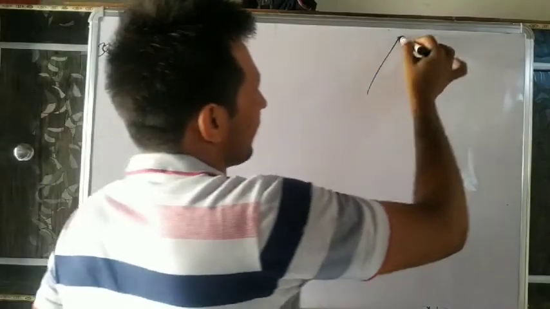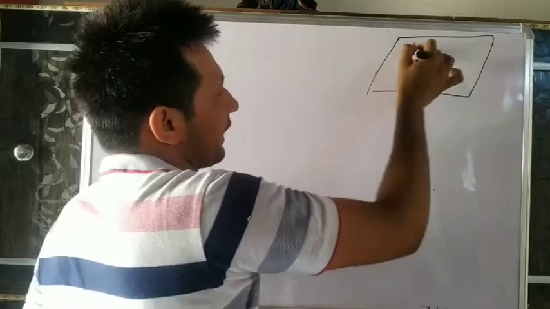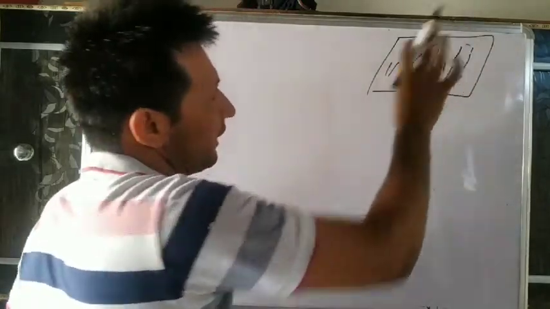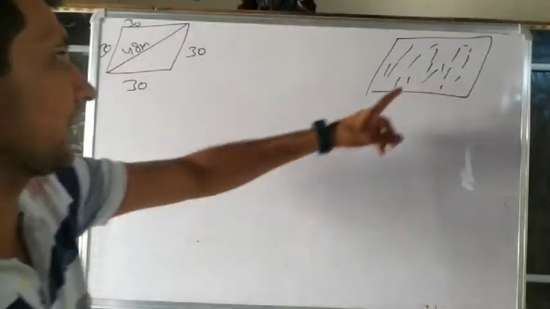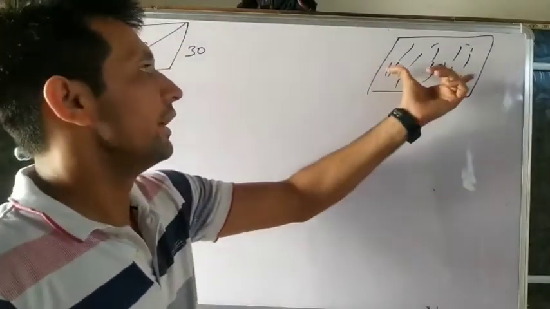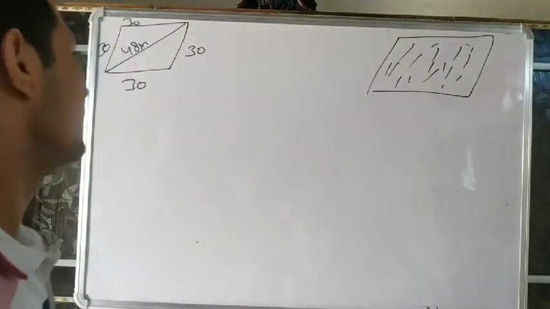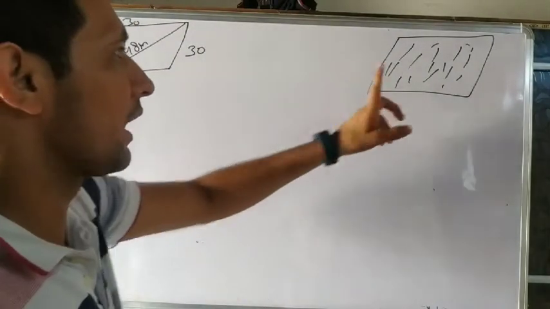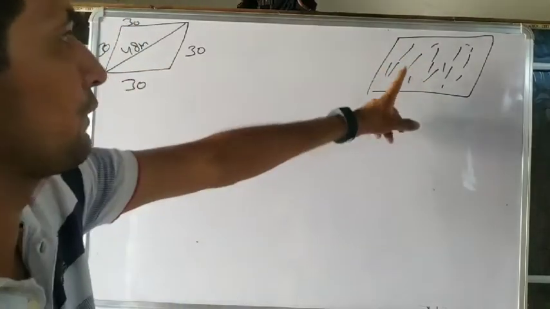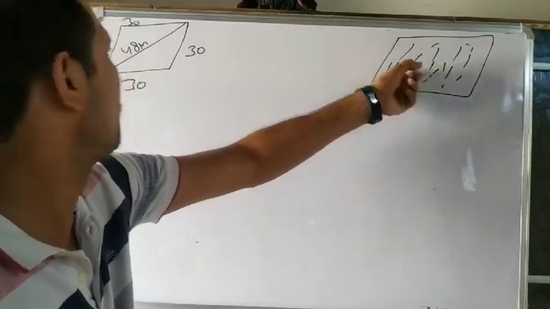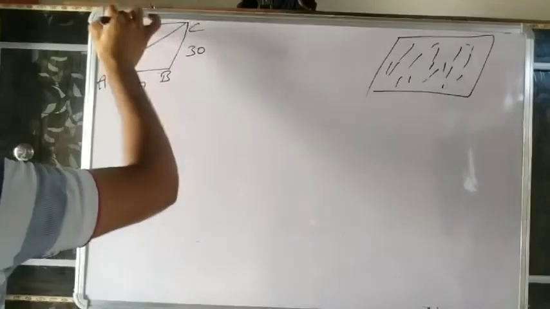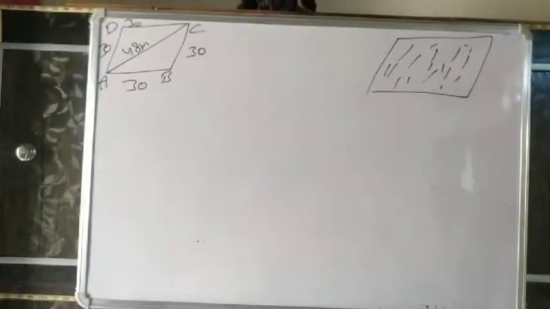Where is the grass? The grass is here in the area, so the cows are grazing here in the field. How many cows are grazing in this area? 18 cows. And we have to find how much area one cow is grazing. So first we find the area of the rhombus. So what is the area of a rhombus? A, B, C, D. How can we find the area of the rhombus?